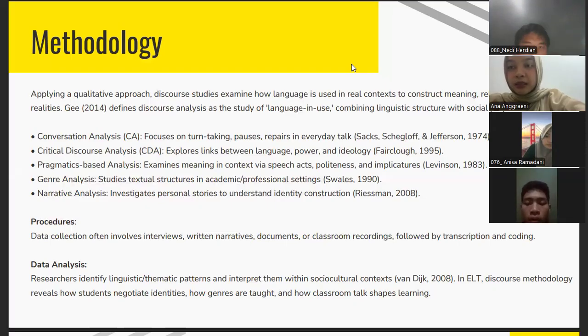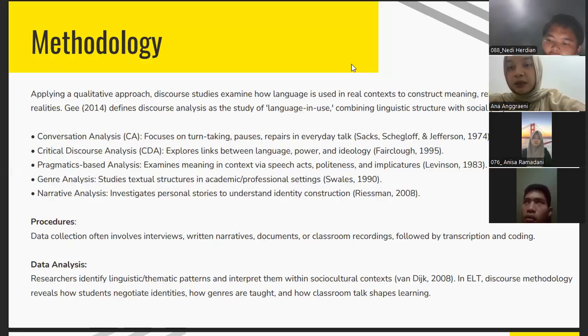Next is pragmatics-based analysis. This approach focuses on meaning in context, speech acts, politeness, and implicature. For example, if a teacher says, "It's a bit noisy here, isn't it?" the real meaning is not just an observation, but actually asking the students to be quiet.